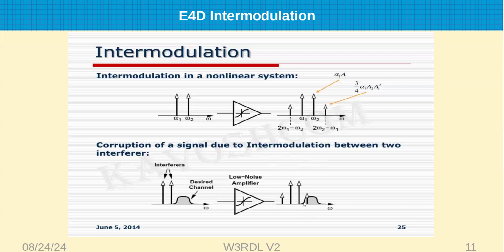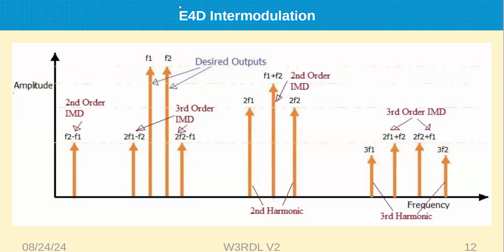And then this bottom one is kind of showing where this one is in the bad place. In this case, we're using F1 and F2 instead of omega. So you've got two different frequencies, and you can see the two F1 minus F2 and the two F2 minus F1 products.